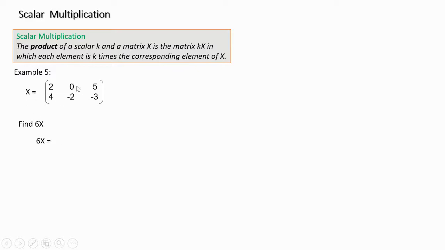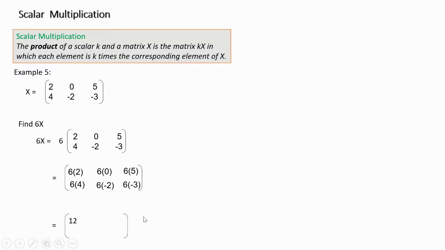This is my x here, the matrix x. So 6 times the matrix x, you're going to multiply 6 times every element in the matrix. So 6 times 2, 6 times 0, 6 times 5, 6 times 4, 6 times negative 2, and 6 times negative 3. So 6 times 2 will give us 12, and 0, 6 times 5 is 30, 24. 6 times negative 2 is negative 12, and 6 times negative 3 is negative 18. That's my answer.